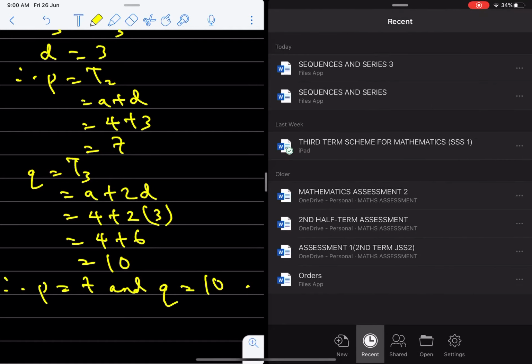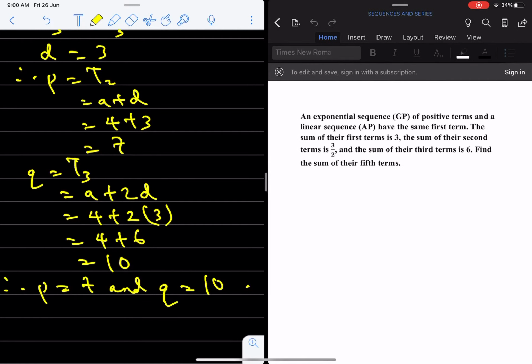Please do this as an exercise and send your answers to me. We'll do a correction in our next class and go to a new topic.